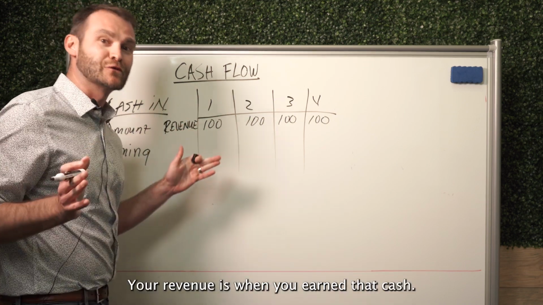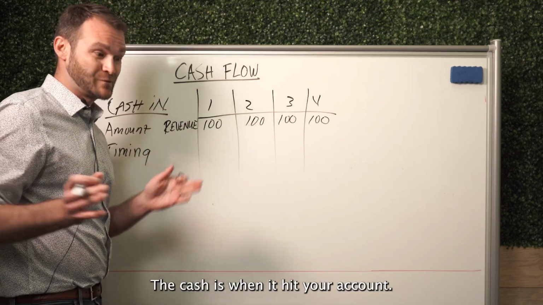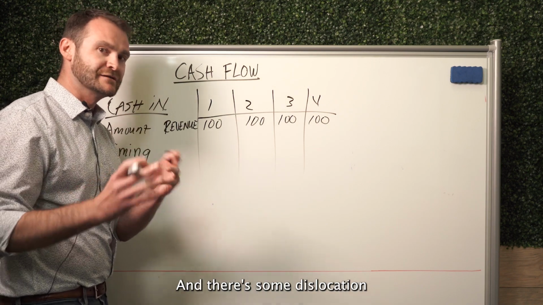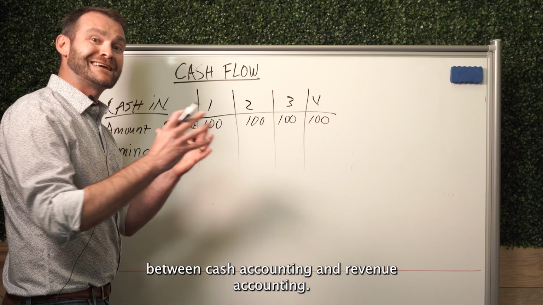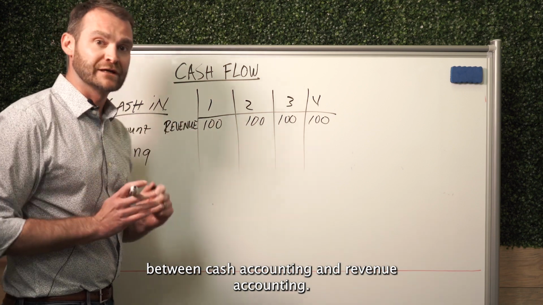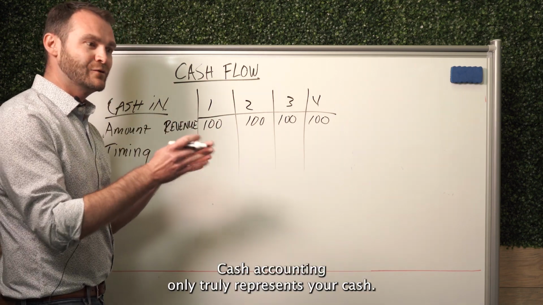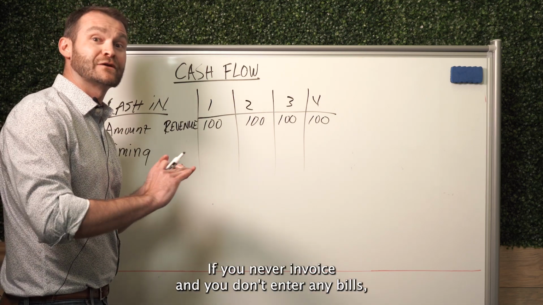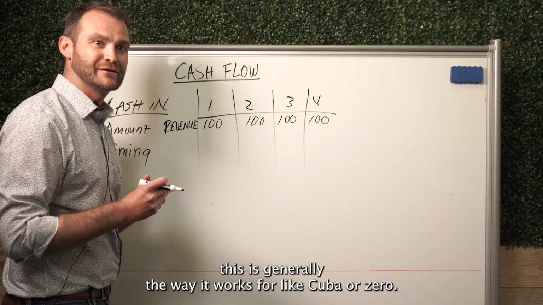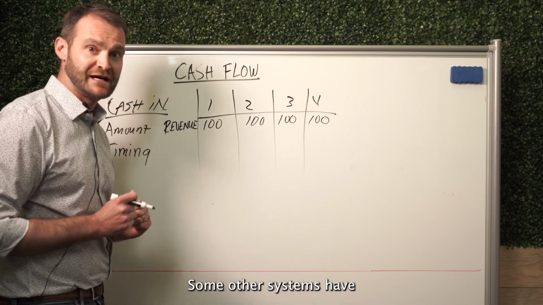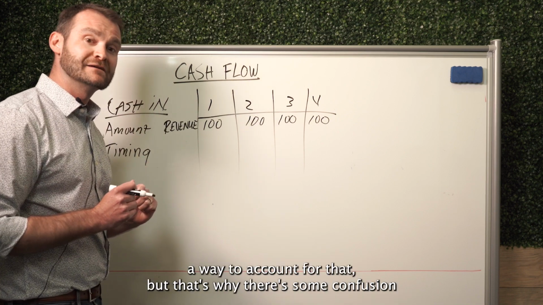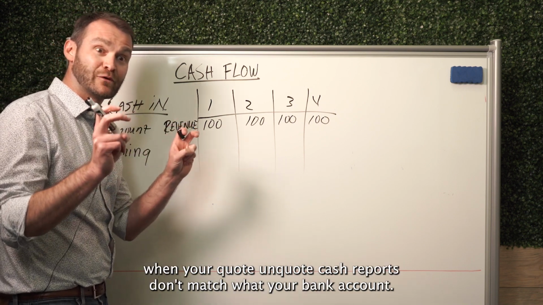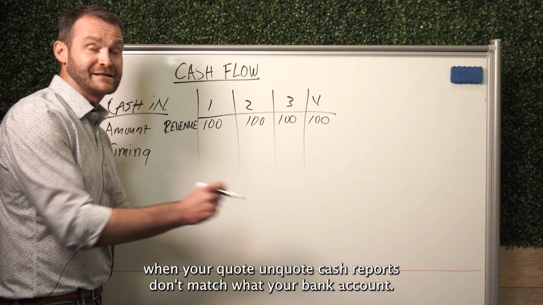Your revenue is when you earned that cash. The cash is when it hit your account. And there's some dislocation between cash accounting and revenue accounting. Cash accounting only truly represents your cash if you never invoice and you don't enter any bills. This is generally the way it works for like QBO or Xero. Some other systems have a way to account for that, but that's why there's some confusion when your quote unquote cash reports don't match what hit your bank account.